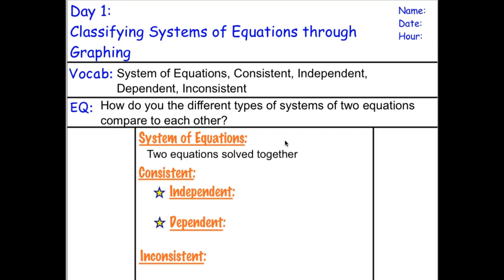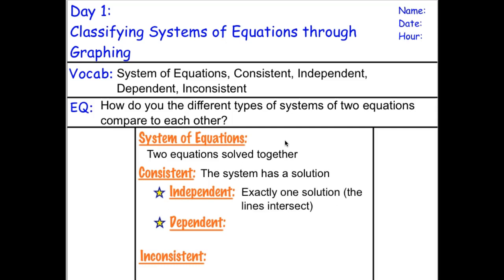It could be 3, but for the purposes of this class, we're not going to get into 3, because the last time I tried to teach 3, I think my head almost exploded. Then we go into consistent, which is the system has a solution. And underneath that, the subcategory of independent: exactly one solution, the lines intersect.